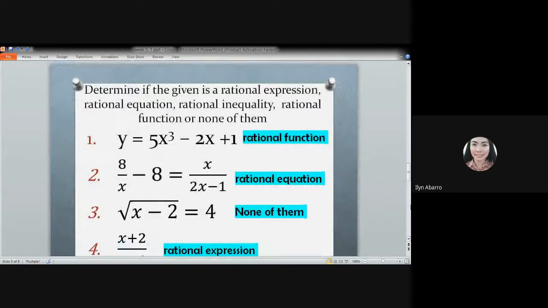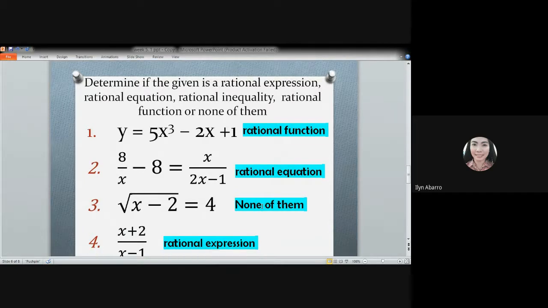Okay, next. So let us practice. Let us determine if the given is a rational expression, a rational equation, a rational inequality, a rational function, or none of them. Number 1, y equals 5x cubed minus 2x plus 1 is a rational function. Why is it a rational function? Because we have a y value here, which is equated to a rational expression. So that is a rational function.